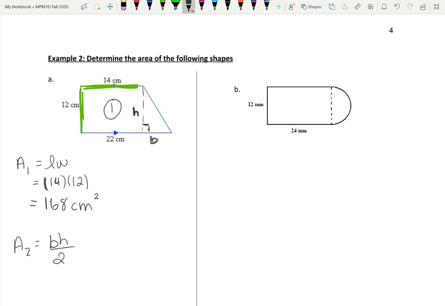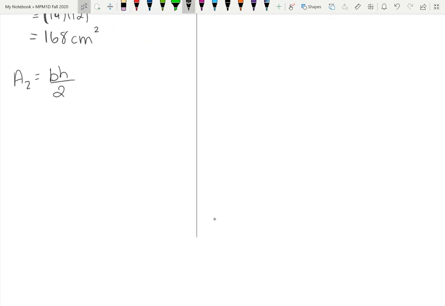Okay, so your base, this value right here, we're going to take 14 away from 22. So 22 subtract 14, 8 centimeters. So our base has a value of 8 centimeters, and our height is the same length as this side, so 12. 8 times 12 over 2, 96 over 2, 48 squared centimeters.